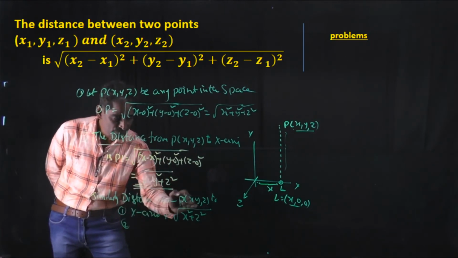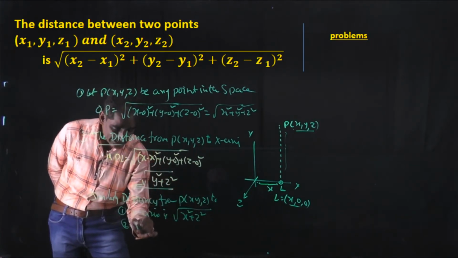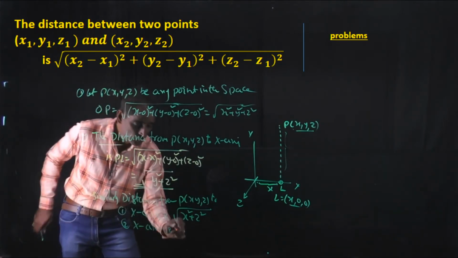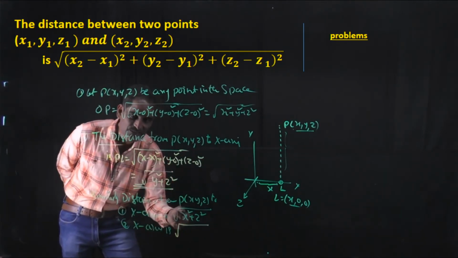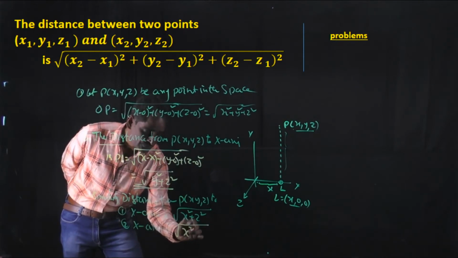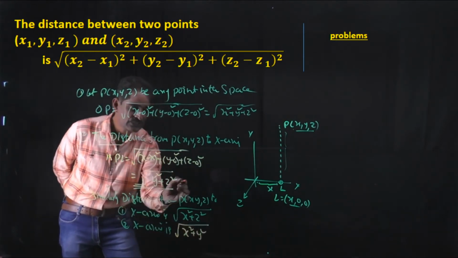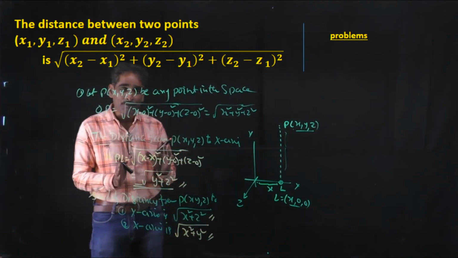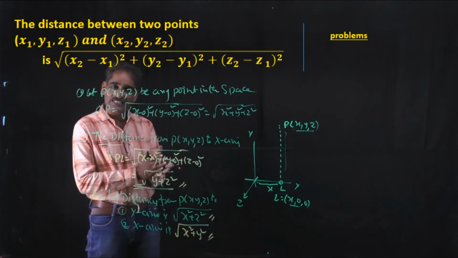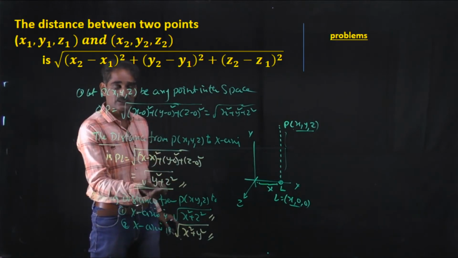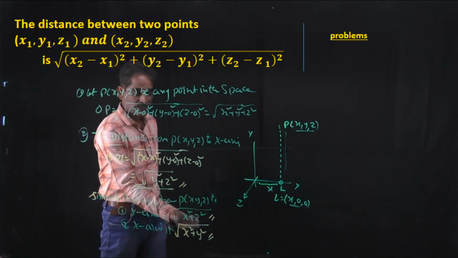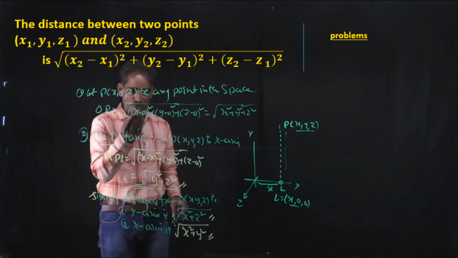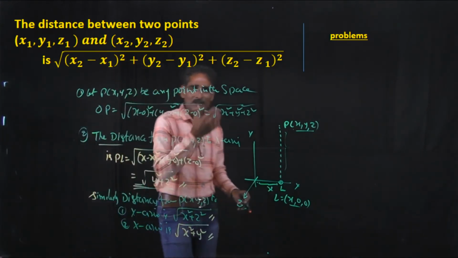Similarly, the distance from point P to the z axis is the root of x squared plus y squared. So just write it down in terms of x and y, that's it. These are the three formulas to find the distance from point P to the coordinate axes: distance from P to the x axis, distance from P to the y axis, and distance from P to the z axis. With the help of these formulas, we can solve the problem.